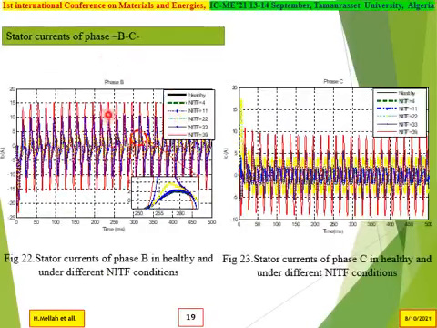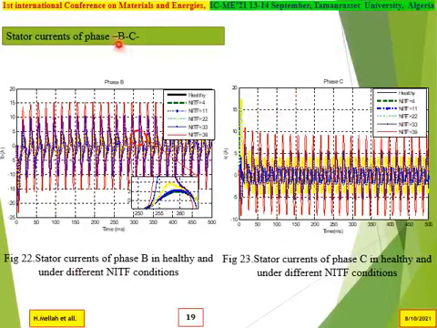In this slide, we would like to illustrate the effects of the interturn fault in phase A on phases B and C. This phase is healthy, but in the current we can see this effect. Figure 22 shows the stator current of phase B in the healthy case and under different fault conditions in phase A, not in phase B. Phases B and C are healthy.